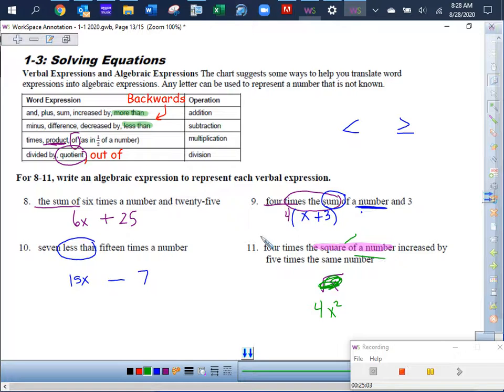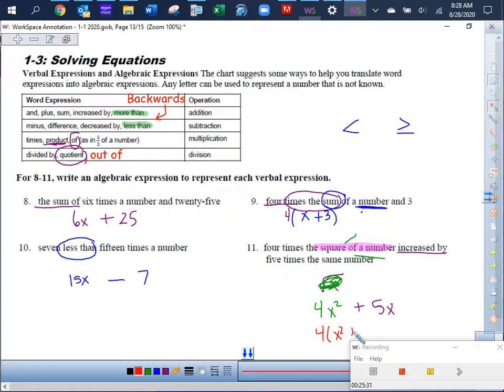Like I said, there's no backwards phrases in there, so I'm just reading this from left to right. 4 times the square of a number. Help me with increased by. What does that mean? Plus 5 times the same number. So the number that we did was x, right? So we just have to do 5 times that. 5 times x, if my pen would work. Do I need to put parentheses around it?